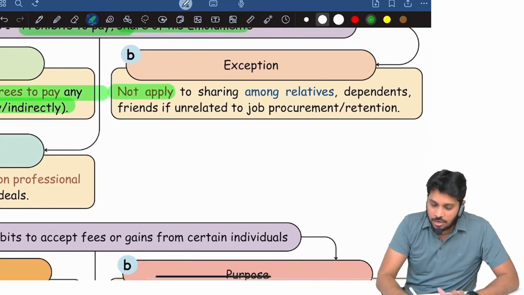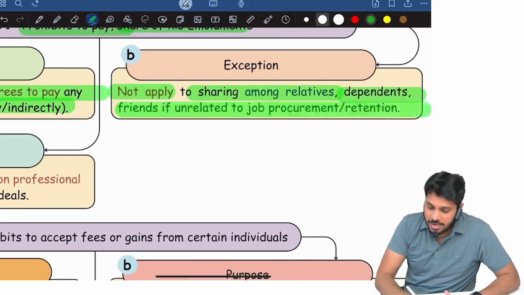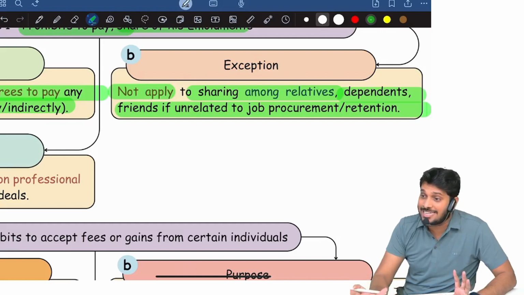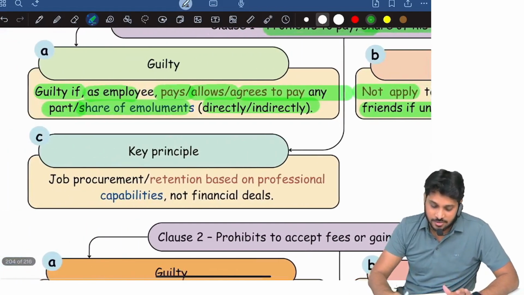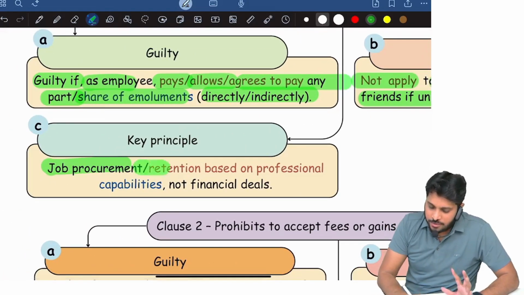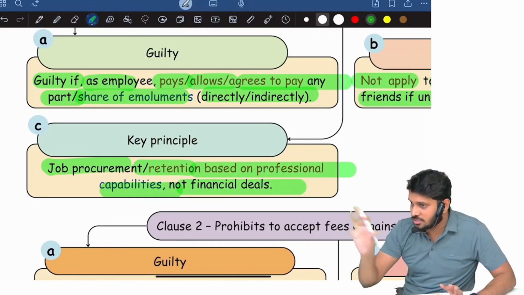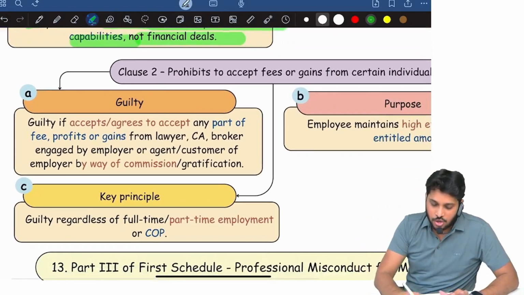Exceptions: it will not apply if you are sharing among relatives or dependents or friends, if it is not related to job procurement. Principle: procurement of a job or retention of the job should be based on your capability, not on financial deals. This is the objective. Clause number 1. Then clause number 2, kickbacks.